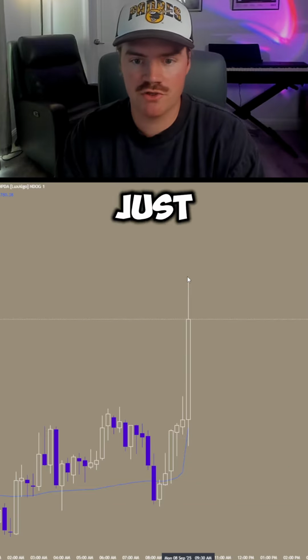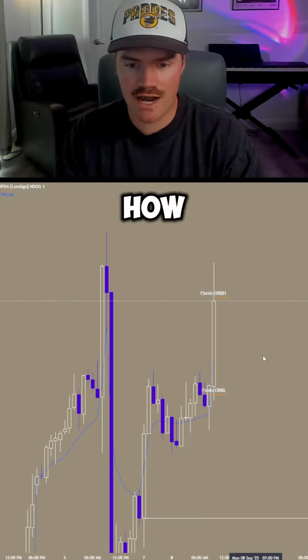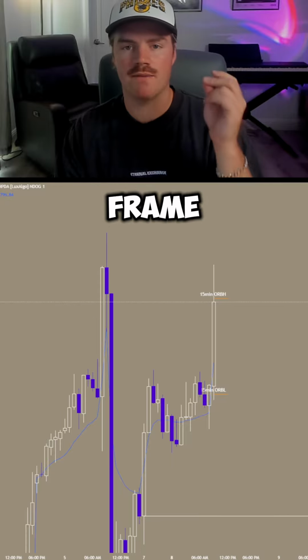So the first thing you do is just chart out the high and the low of the first 15-minute candle, and this candle is formed at 9:30 a.m. Eastern Time. Then you just want to get a good read on your daily bias, and how I do that is by finding higher time frame FVGs.